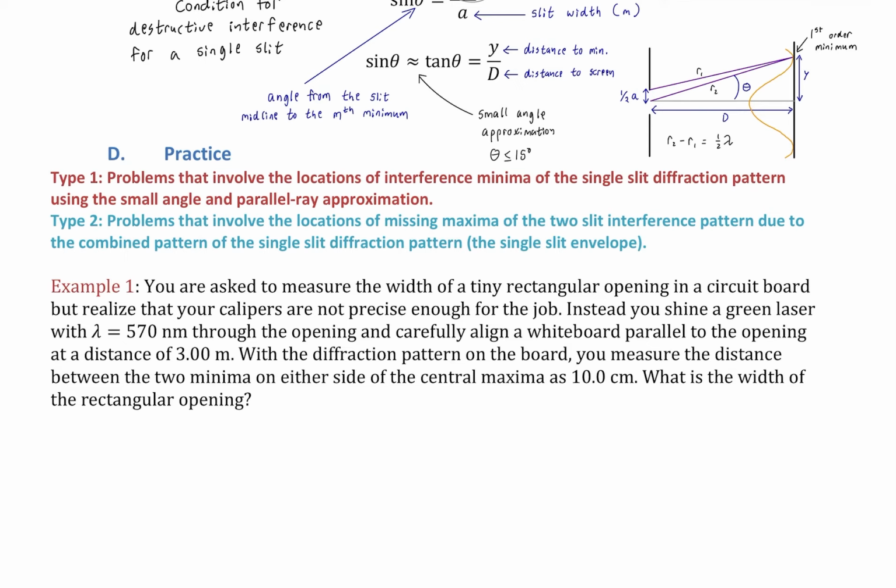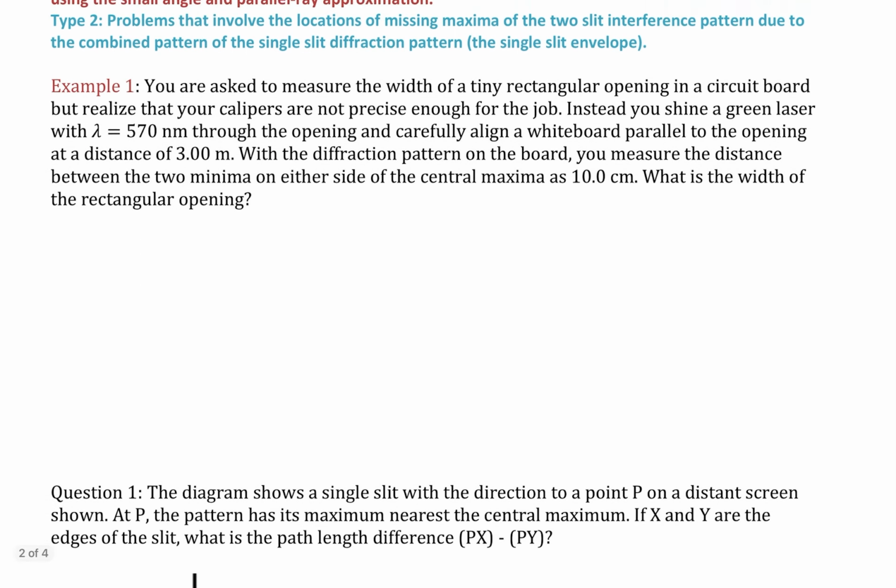Type 2 are problems that involve locations of missing maxima of the two slit interference pattern due to the combined pattern of the single slit diffraction pattern. The single slit envelope. So this is where we're combining the two effects, the more realistic version of double slit. All right, let's take a look at our first example.